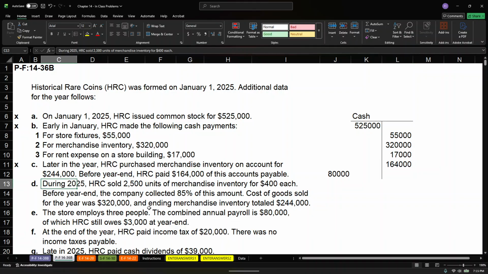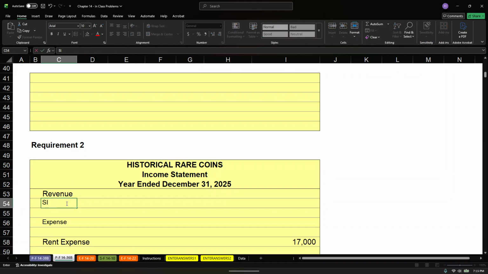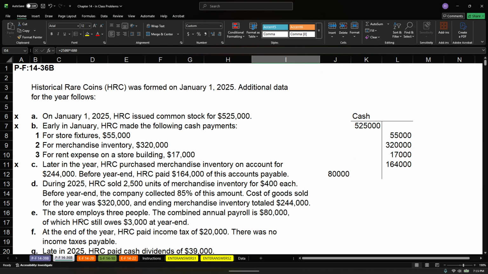Next, during 2025, we sold 2,500 units for $400 each. So what is this information on? What is this telling me? Revenue. Exactly, revenue. This is all related to revenue. So I'm going to go to this sales revenue, and I'll just do the math in the cell using Excel. 2,500 units times $400 per unit. $1 million of revenue.